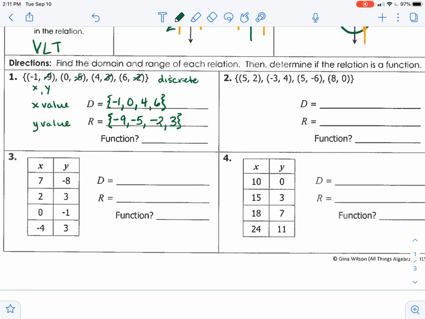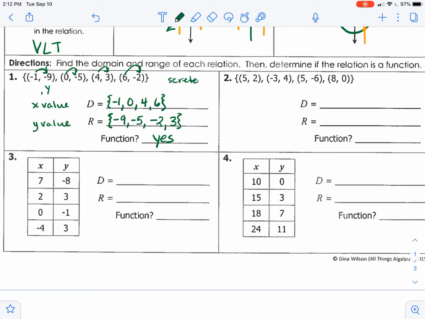Okay, so here is the next thing though, is to determine if it is a function. And again, remember, if it is a function, each of these x's can only go to one y. So I say, okay, -1 goes to -9. Does it go to anything else? Well, no, you don't see it. 0 goes to -5. Do you see 0 going to anything else? No, you don't. 4 goes to 3. Do you see it repeating itself? No, it doesn't. 6 to -2. No, 6 does not repeat itself. And so if you think about it, if your x repeats, it's going to be a no. Okay? So this is a yes because my x did not repeat.